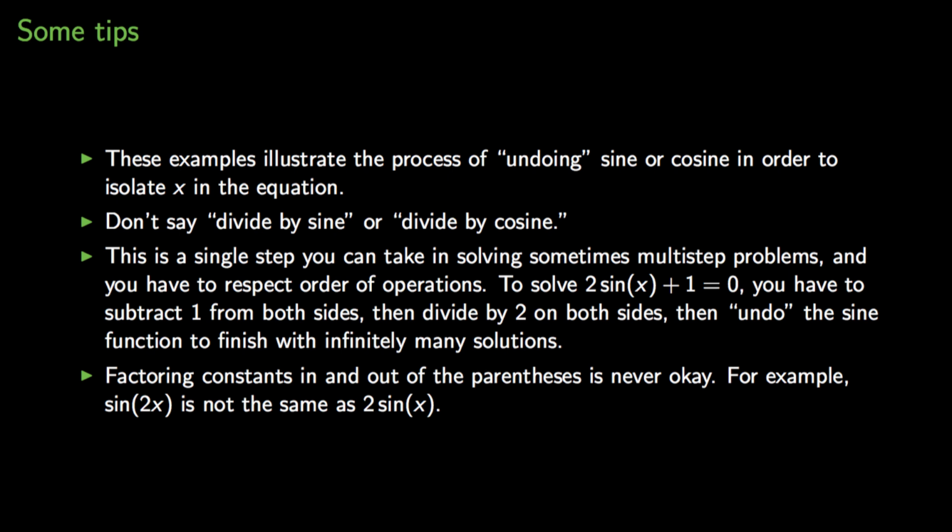And finally, it's tempting, but you're not allowed to factor constants in and out of the parentheses. That's what trig identities are for, and we're not doing those yet. So for example, sine of 2x is never going to be the same as 2 times sine of x. So anything that's inside the parentheses, you've got to let that be and respect the order of operations.